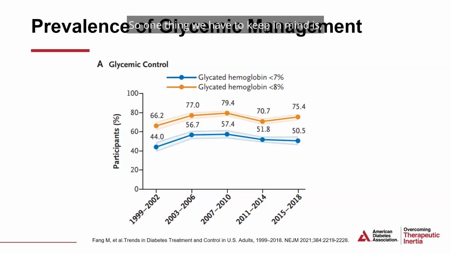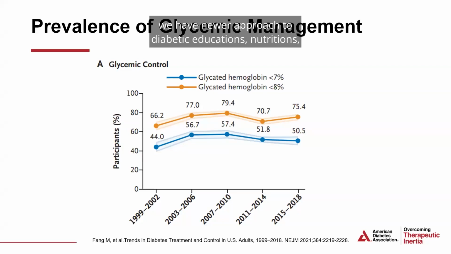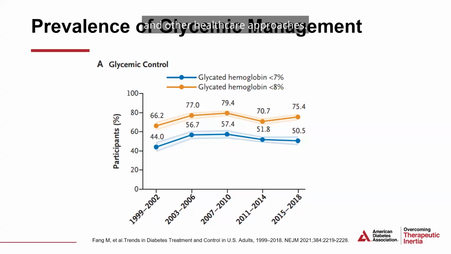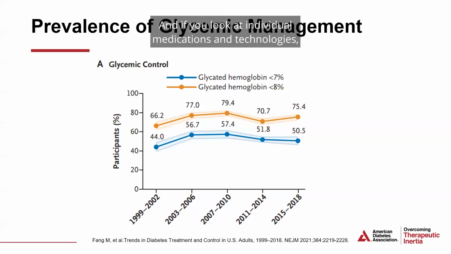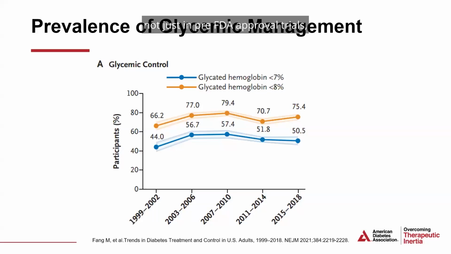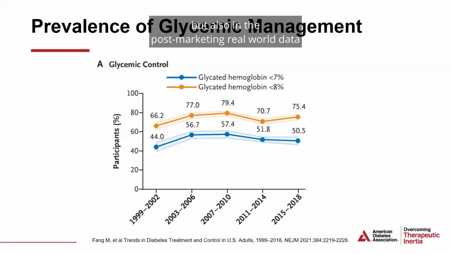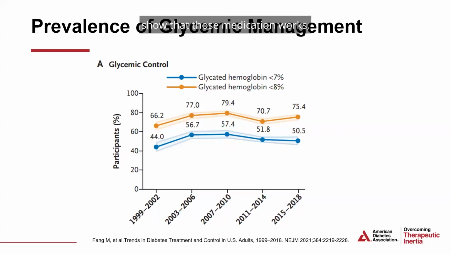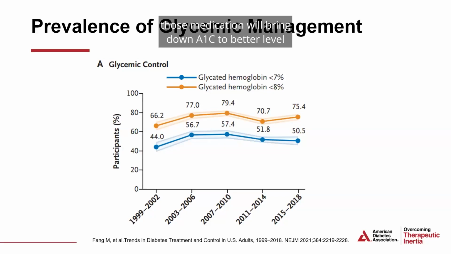One thing we have to keep in mind is that during that same period of time, we have newer medications, newer technologies, and newer approaches to diabetes education, nutrition, and other healthcare approaches. And if you look at individual medications and technologies, not just in pre-FDA approval trials, but also in post-marketing real-world data, they show that those medications work. Those medications will bring A1C down to a better level, to the control level. But that does not translate to the population level A1C trend, as you all see in this slide.